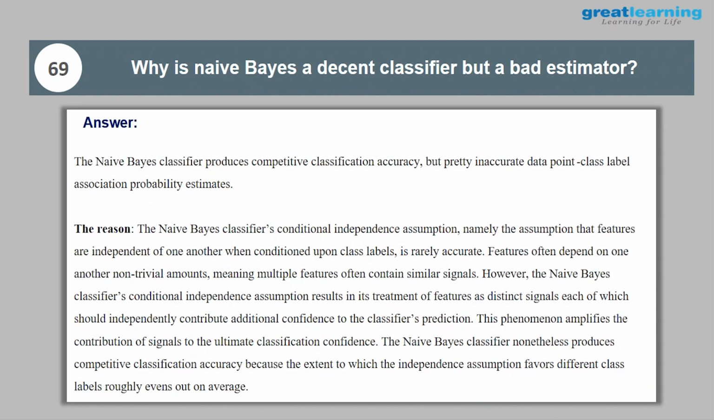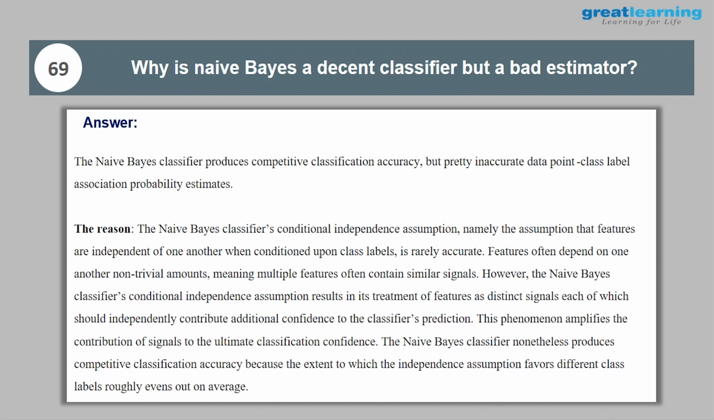Now let's come to the next question. Why is naive Bayes a decent classifier but a bad estimator? The naive Bayes classifier produces competitive classification accuracy, but pretty inaccurate data point to class level association probability estimates. The naive Bayes classifier's conditional independence assumption, namely the assumption that features are independent of one another when conditioned upon class level, is rarely accurate.